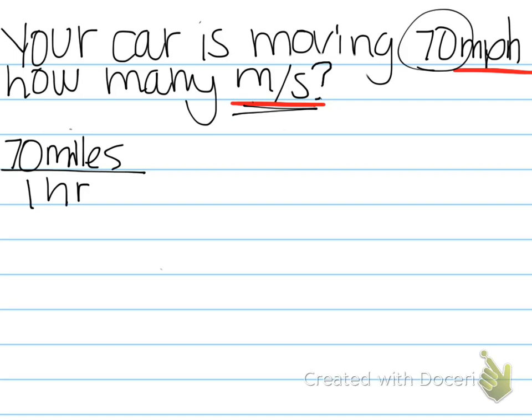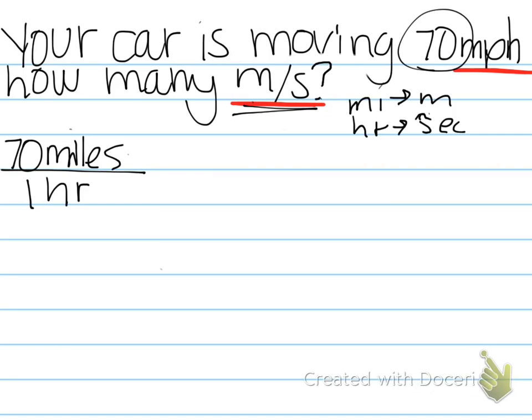Now, we need to convert miles. We're trying to get miles into meters, and we're trying to get hours into seconds. So we have 2 sets of units to convert here. The easiest way for you to do this is convert one of them at a time. Do not try and convert miles to meters and hours to seconds at the exact same time. Let's do them each separately.